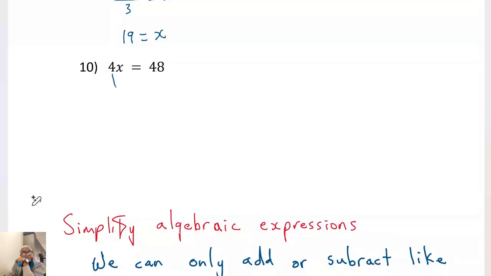There we go. What are we doing with this 4? X is equal to 48 divided by 4. X is equal to 12. Everybody good there? Yeah.